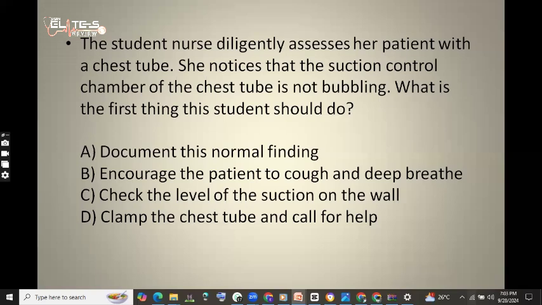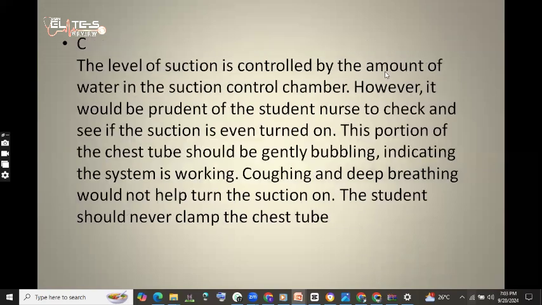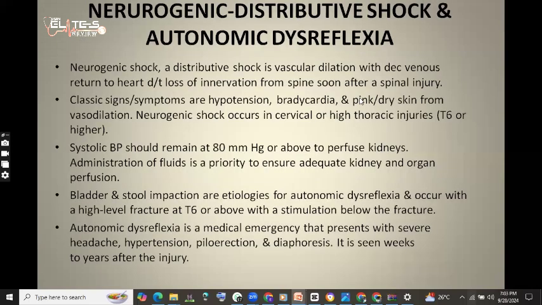So, encourage the patient to cough and deep breathe and check the level of the suction on the wall. At least the suction control chamber is not bubbling. In this case, the patient is not under any distress, but just that the chest tube is not bubbling. So you check the level of the suction on the wall. So that is the answer. Right. I think we will end it here and continue from autonomic dysreflexia when we come the next time, then relate it to some issues which are more critical.